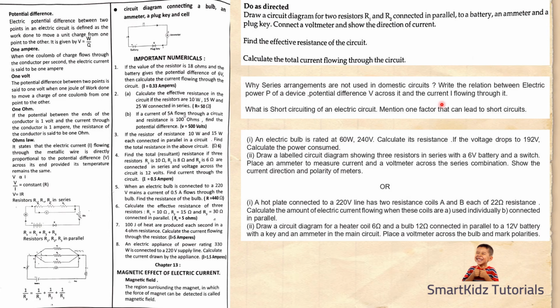Short circuit: when live and neutral wires come in direct contact, causing a sudden large current to flow through. One cause is damaged insulation of wires. Here is a problem and a diagram, so I leave it up to you to solve this problem and draw this diagram. Wherever it's given 6 ohms, 12 ohms, 12 volts, make sure you don't write R1, R2; write 6 ohms, 12 ohms for the two resistors, and do not write just V, put 12 V over there. So this is about electricity.